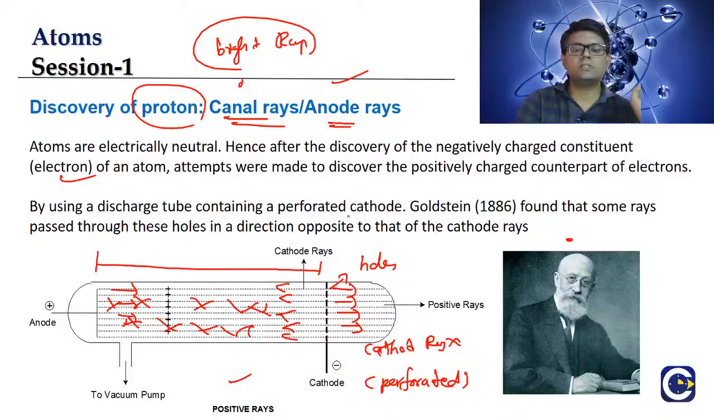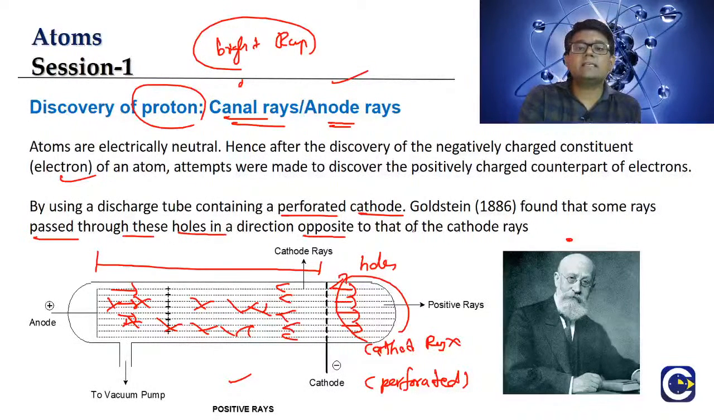He used the discharge tube setup, but the only modification is what? He used a perforated cathode. And when he observed the back side of the cathode, he found there are some rays passing through the holes, in the direction opposite to the cathode rays. And this is the discovery of the anode rays.